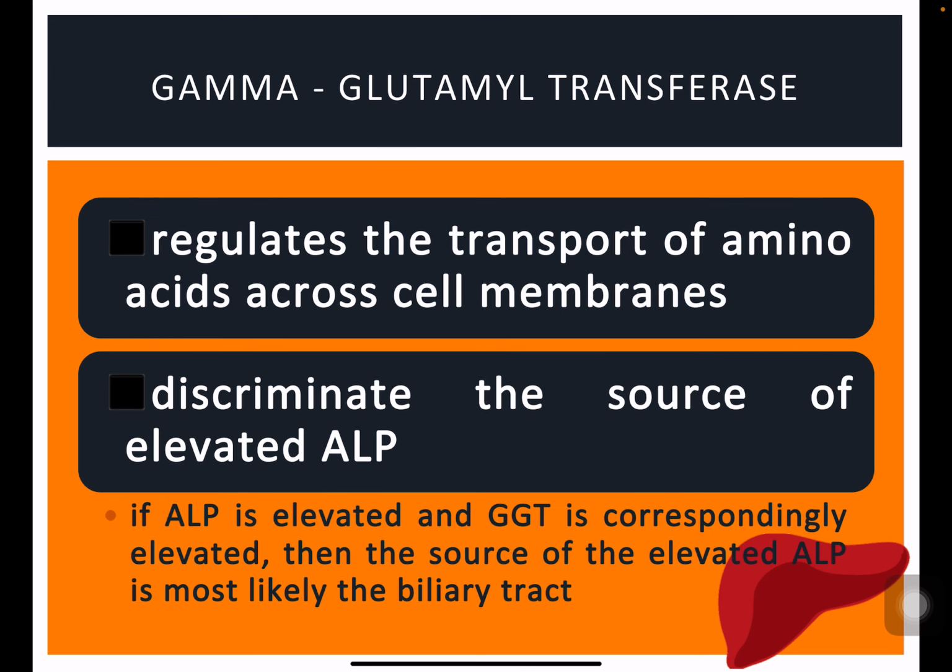Gamma glutamyl transferase is also found in the canalicular surface of the hepatocyte. So this regulates the transport of amino acids across the cell membranes, and they discriminate the source of elevated alkaline phosphatase. So if the ALP is elevated and the gamma glutamyl transferase is correspondingly elevated as well, then, since the ALP has many sources, if it is elevated together with increased GGT, then the most likely source of elevated ALP is the biliary tract.